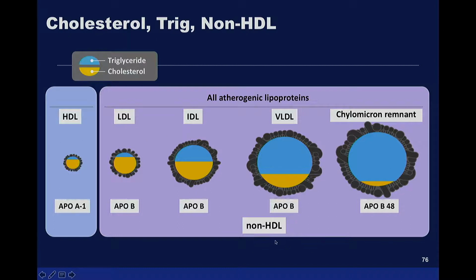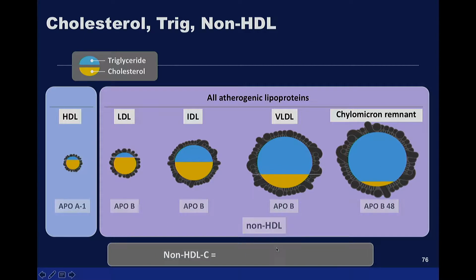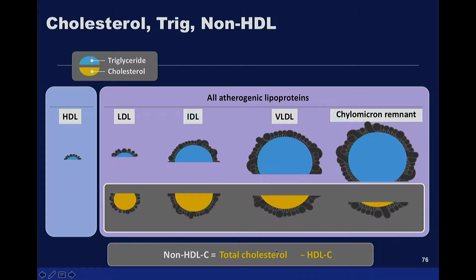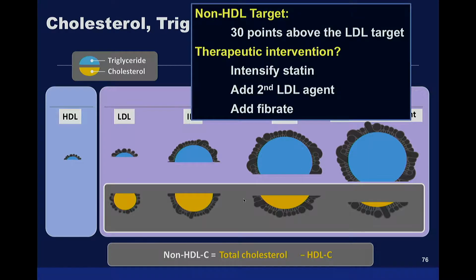All these particles are contained with this idea of non-HDL, and that's simply a calculation of taking total cholesterol and subtracting away HDL, and you're left with this measure of non-HDL. And the notion for this has been in guidelines that your non-HDL target would be 30 points above the target LDL, and this might lead you to intensify statin therapy, add another agent for LDL lowering, add a fibrate, think about fish oil, are all ways that you might try and address this additional risk that might be present with non-HDL.